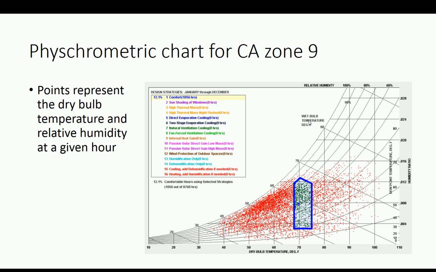We've already talked about it, sort of. That's a comfort zone, correct. That is a comfort zone. And the dots, what do you guys think those represent?